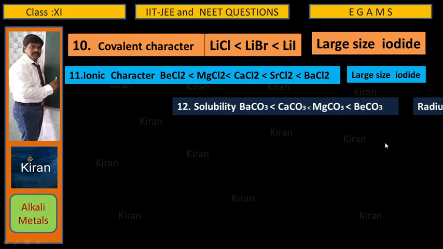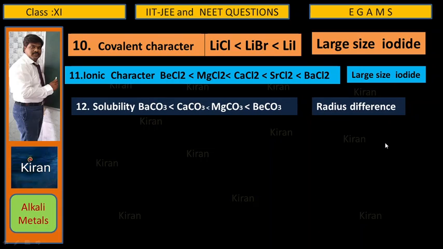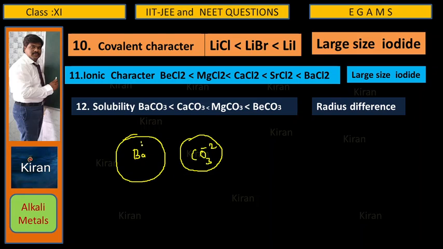Solubility: which will be more soluble and which will be less soluble. When it comes to the solubility of carbonates, either alkali metal carbonates or alkaline earth metal carbonates, it absolutely depends upon the difference of radius. From beryllium carbonate to barium carbonate, the radius difference is high. How will it be? For example, here I am taking barium. Barium is a very large size atom. Carbonate is also large. So this is carbonate, CO3 2-, this is Ba 2+. The internuclear distance is this.